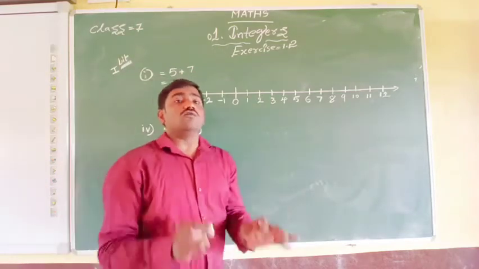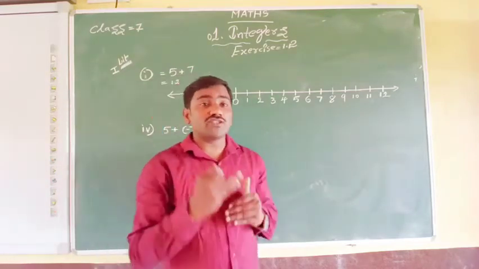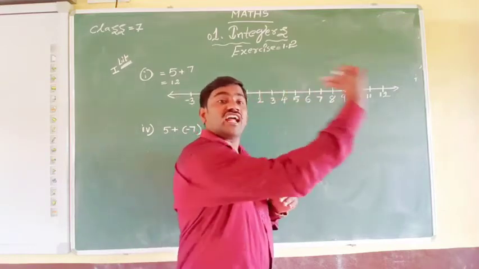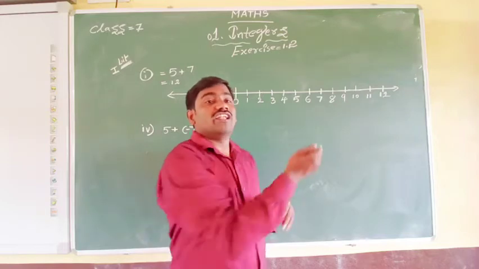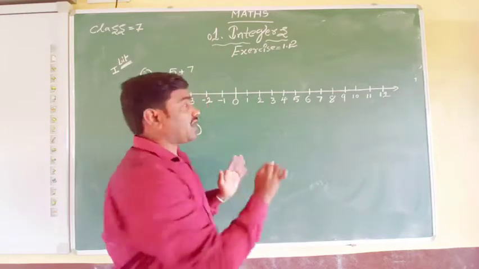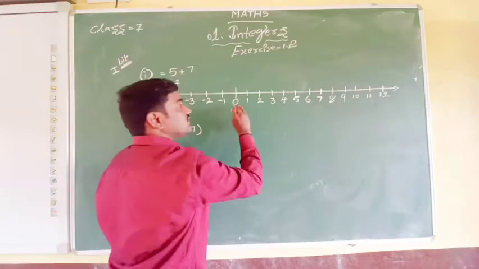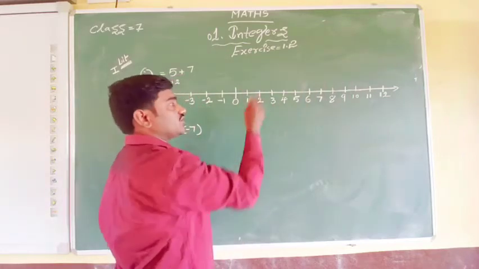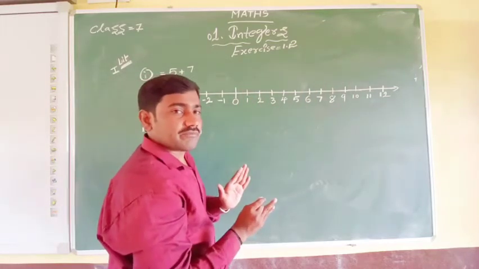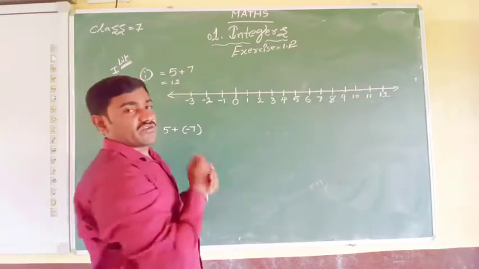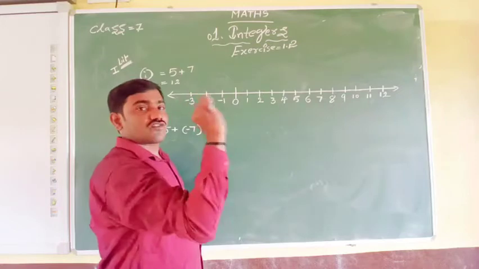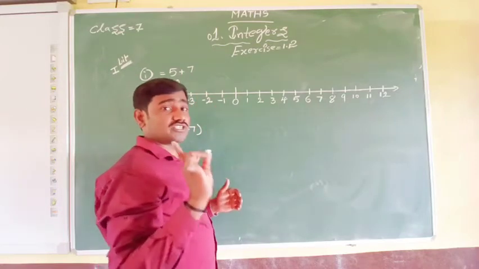So one thing you remember: if you get a positive number, you have to move to the right side on the number line. If you get a negative number, we have to move to the left side on the number line. That means for positive numbers we move to the right side of the number line from the 0. If it is a negative number, then you have to move to the left side on the number line, as shown in the figure. From always we have to start from the 0.